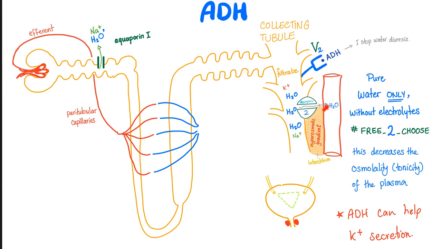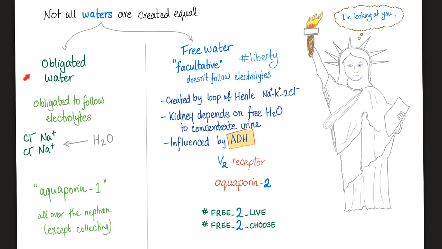Is this water following sodium? Shut up. It is not. This is pure, free water. We have two types of water, obligated water and free water. What is obligated water? It's obligated to follow electrolytes. It follows sodium, it follows chloride, it follows glucose. And this is aquaporin 1 channel, and the hormone that helps absorb this is aldosterone.